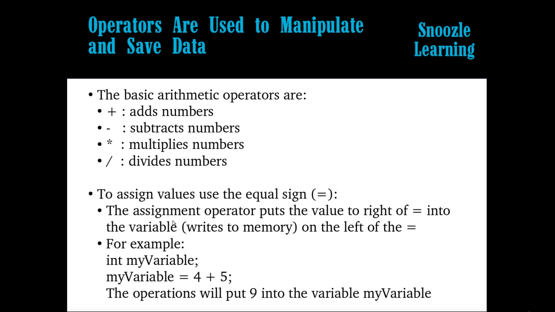And then we have the equal sign. The equal sign means something totally different than it does in normal math. The equal sign means assign the value that you calculate on the right of the equal sign to the variable on the left. So for example, I have my variable, I declared it as an integer, so I'm going to add the numbers 4 plus 5, so you get 9, and then it's going to store it into the memory location of my variable in the RAM.